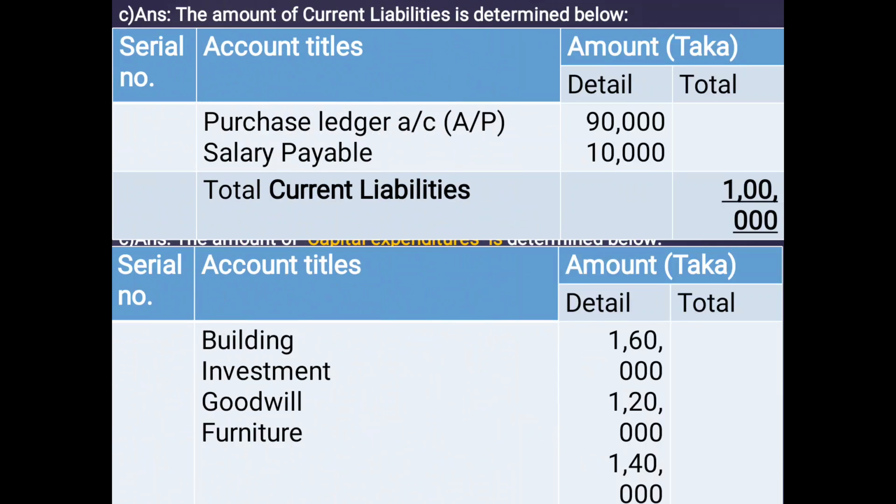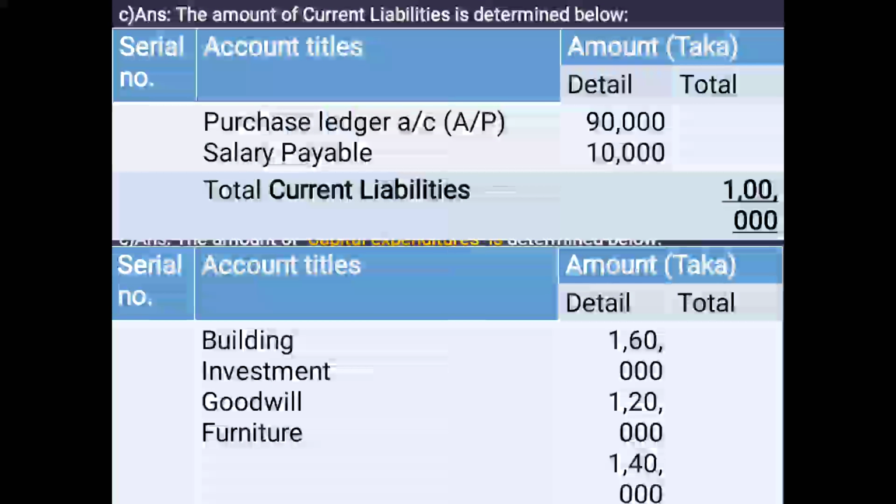Requirement C has two items. The first one is current liabilities, the second one is capital expenditure. So two formats are to be drawn: serial number, account title, amount taka, detail, total. Another one for capital expenditure: serial number, account title, amount taka, detail, total.